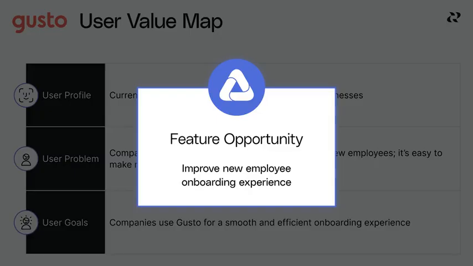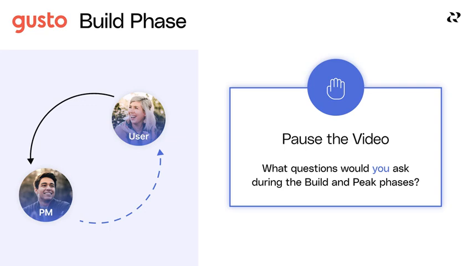Let's return to our Gusto example. As a refresher, the Gusto team is investigating an opportunity to improve the new employee onboarding experience for employers. Imagine you're the PM responsible for structuring these user interviews. What questions would you ask in the build phase to understand a user's relevant experiences and behaviors today? What targeted questions would you ask in the peak phase to better understand the user problem? Pause the video and identify a few questions you might use for each of these interview phases.